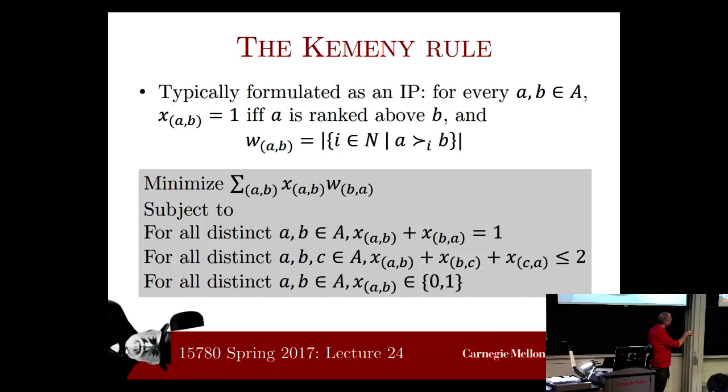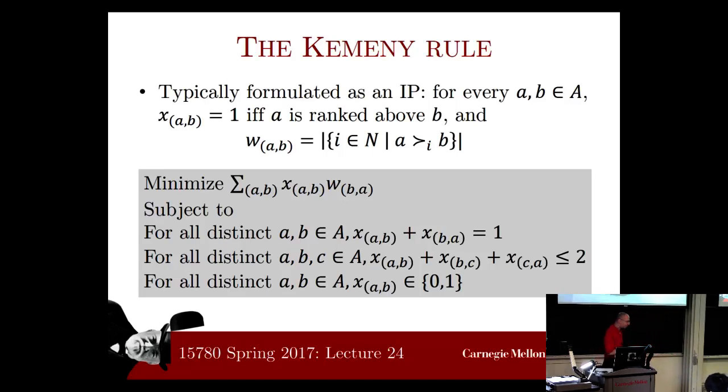Okay, so these are constants. Basically, we're given a preference profile. We use it to compute these constants WAB. And our goal is to compute an assignment to these variables that would say what our output ranking is. What's the ranking that minimizes the number of disagreements? Okay, so how do we write this?